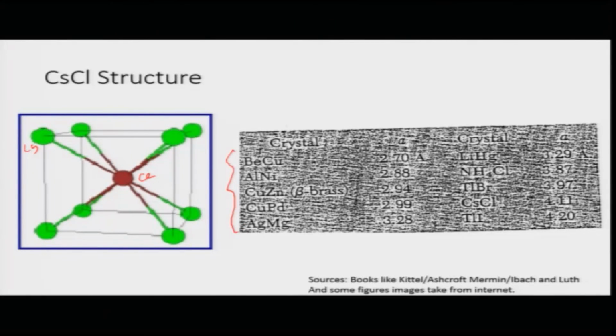So, you can have BCC structures where all the atoms are exactly identical, or you can have a BCC structure in compounds. You can have a BCC structure where 1 atom is sitting on the corners and another type of atom or another element is sitting at the body centered position, and this gives you your cesium chloride structure.